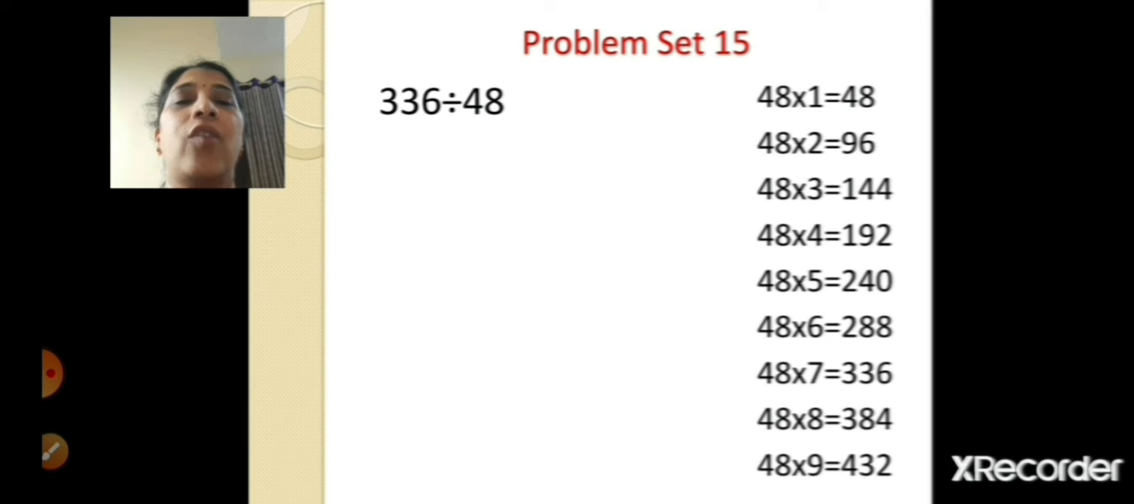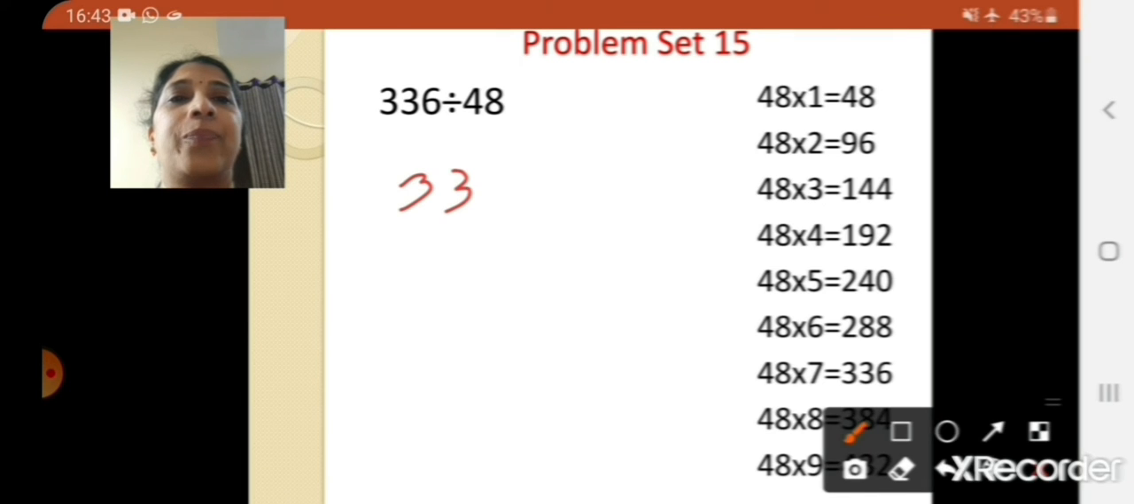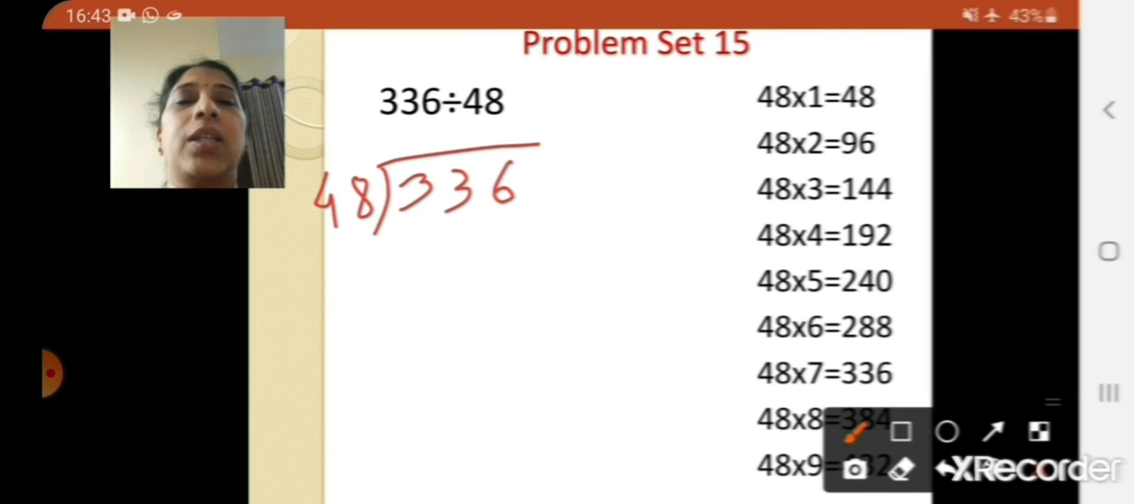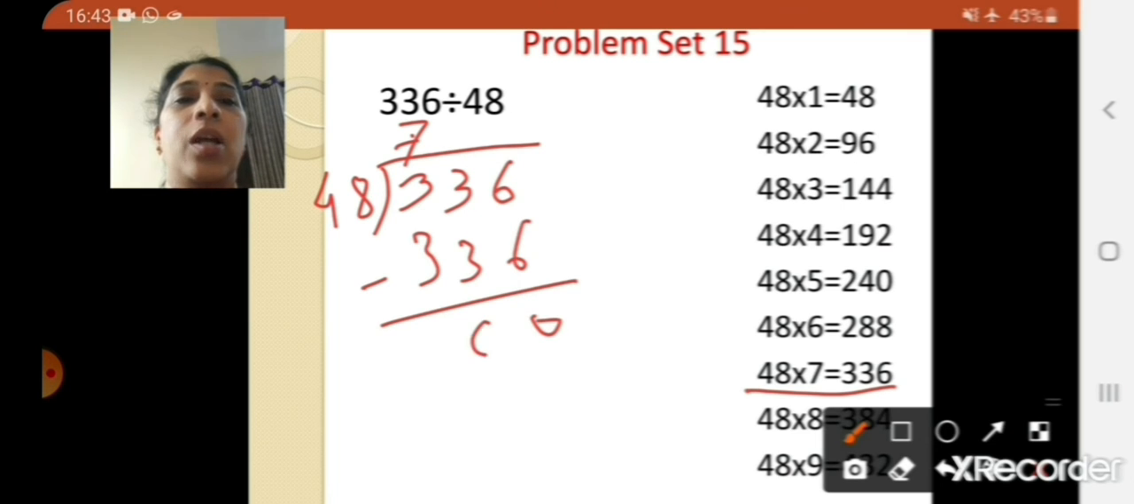336 divided by 48. So again 48 table you will write on the right hand side. Now 33 you cannot divide by 48, right? So you will have to take the 3-digit number, that is 336. Now see in 48's table where it is 336, 48 sevens are. So you will write 48 sevens are 336. So 6 minus 6 is 0, 3 minus 3 is 0, and 3 minus 3 is 0. So you get the answer as 7.